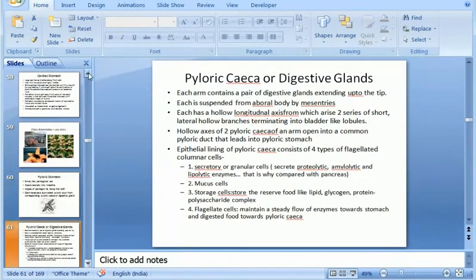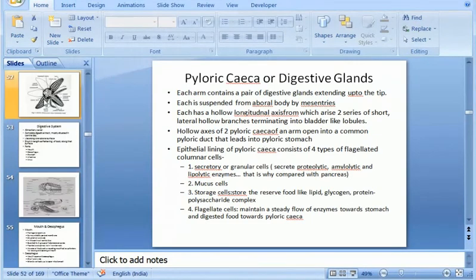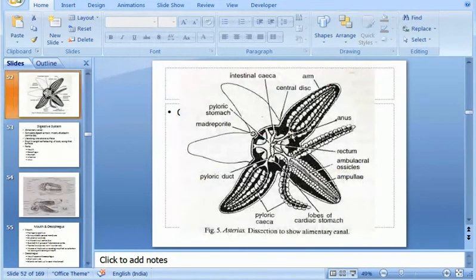So let's get back to the figure where we see these structures. We were talking about these two hollow duct-like structures joining and forming this common pyloric duct. Then there are small branches which lead into the pyloric ceca here. The secretions from them are poured through these branches and finally into the pyloric stomach.